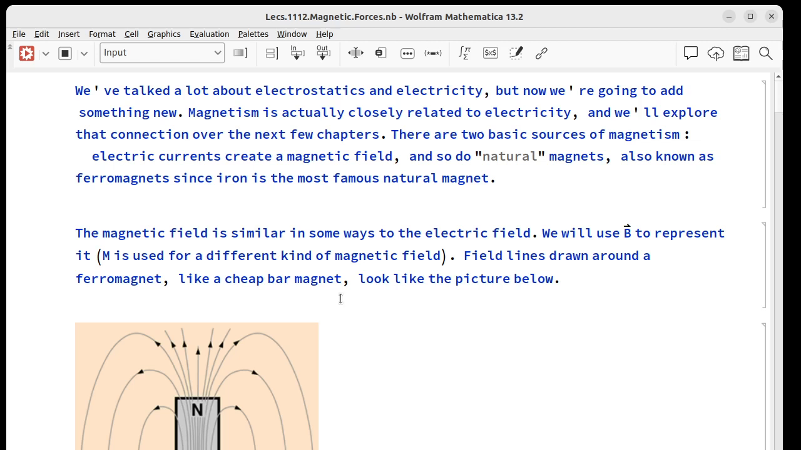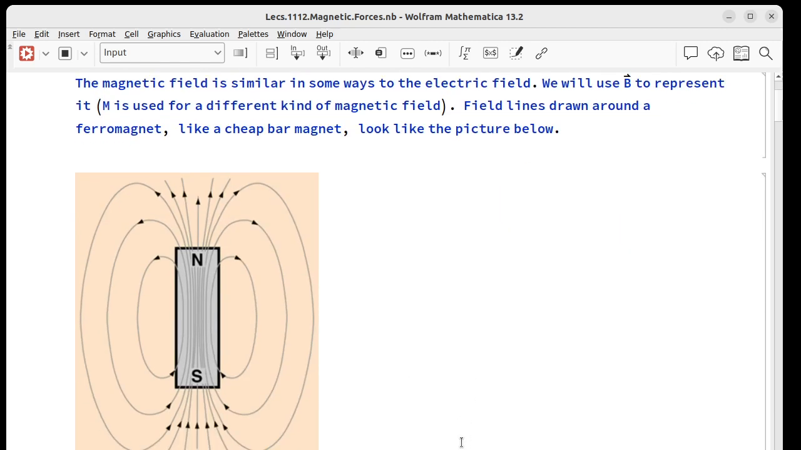The magnetic field, in some ways, is like the electric field. We're going to use a B to represent it, because M is used for the internal field of the magnet, which we won't get into. Field lines that are drawn around a ferromagnet, like this cheap bar magnet here, look like the picture here. So we've got these circles where the lines come out of the North Pole and go into the South Pole.